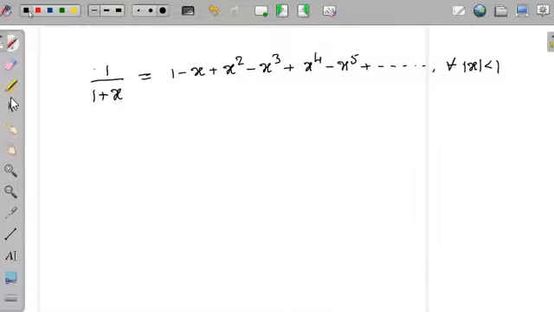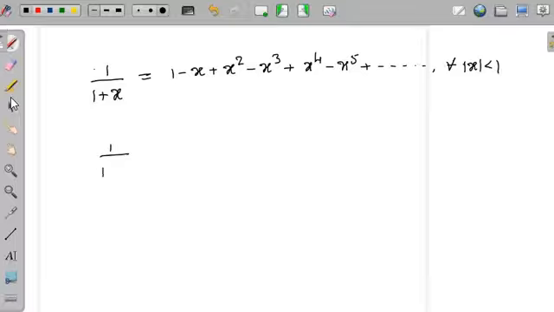Now this is the expansion using geometric series, right? And you know that this geometric series converges to 1 over 1 plus x when mod x is strictly less than 1. Okay. So now I want to do one thing. I'd like to take x square in place of x. Okay. So I'd like to put x square.